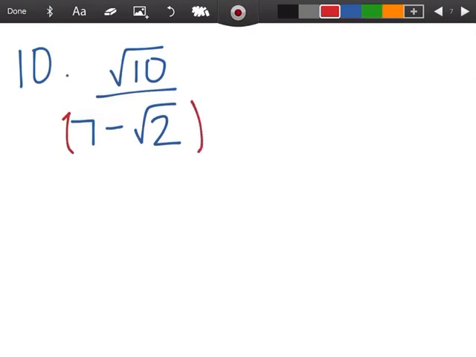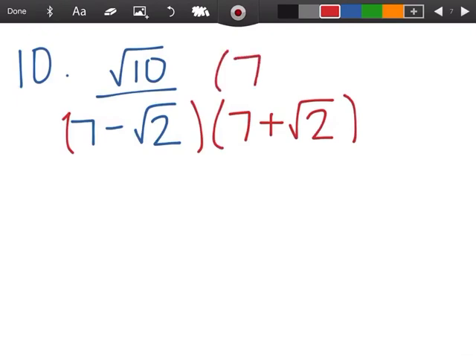So this denominator is 7 minus root 2. The conjugate of 7 minus root 2 is 7 plus root 2. So I'm going to multiply the numerator and the denominator by 7 plus root 2. I just have to be very careful with my radical rules.